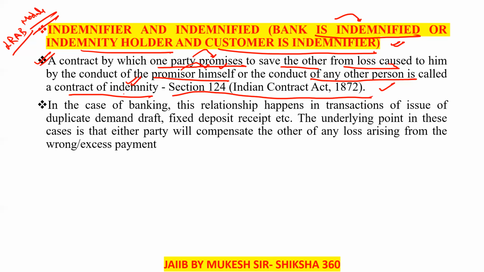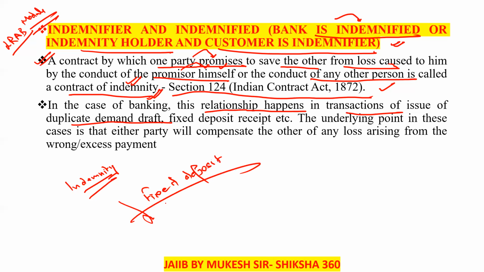In the case of banking, this relationship happens in transactions of issue of duplicate demand draft. We take an indemnity letter, signed by the customer. For example, the customer's fixed deposit is lost, and the customer demands a new fixed deposit. We take the indemnity letter from the customer that in case the customer finds the original fixed deposit and two fixed deposits of the same number arise, the customer is responsible.